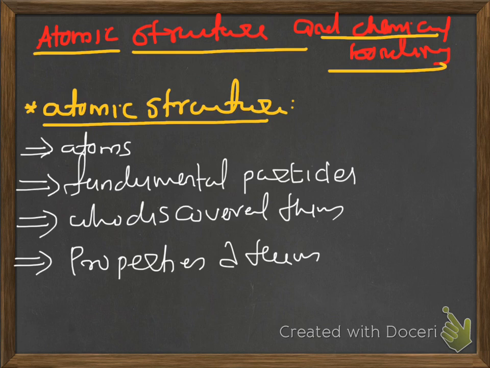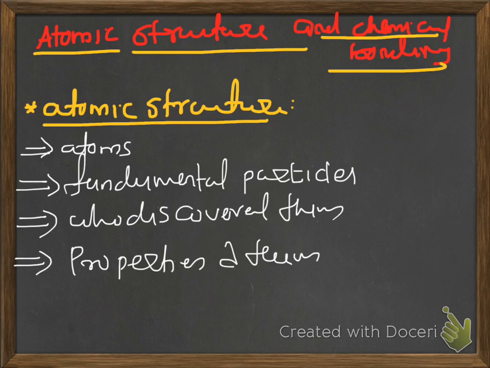As you are part of the complementary chemistry course, we have to study atomic structure and chemical bonding as the second chapter in your first semester theory chemistry. Now we are starting with that chapter. The name of the chapter is very clear.